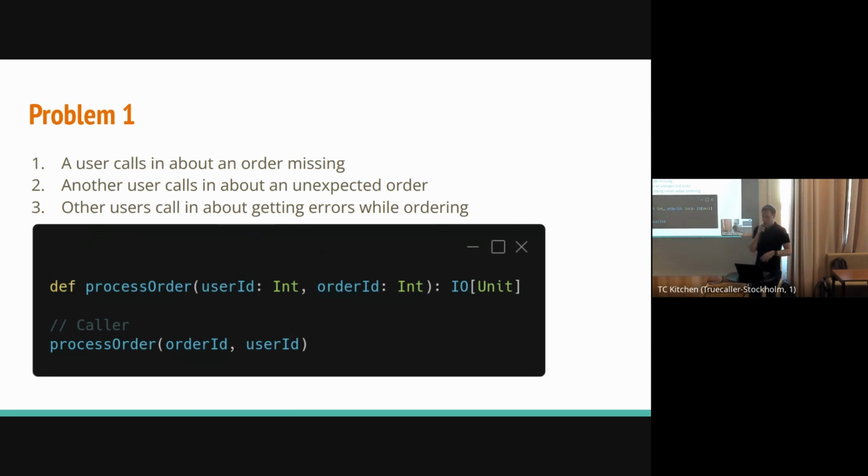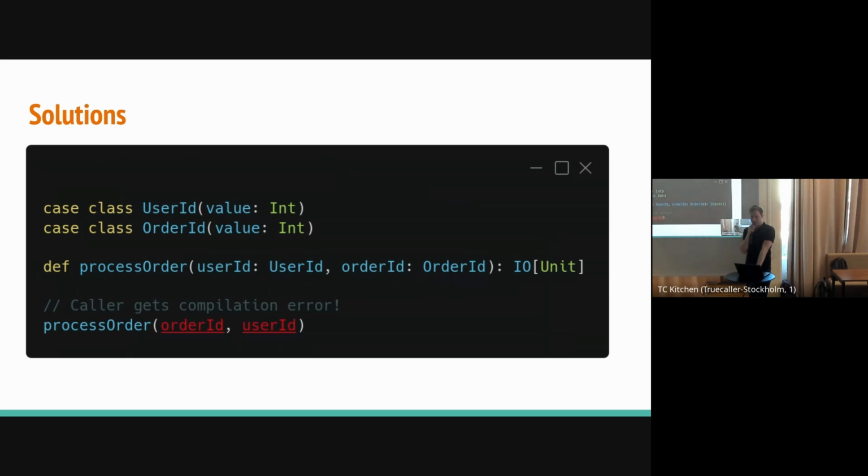We could have some better test coverage, but it would be even better if we could catch this error already at compile time. The most common solution is, instead of using integers, to wrap these integers and create a user ID and order ID, and use them instead. Now the compiler is going to give you a compilation error. It's going to say you're sending in an order ID where I expect a user ID. Great.